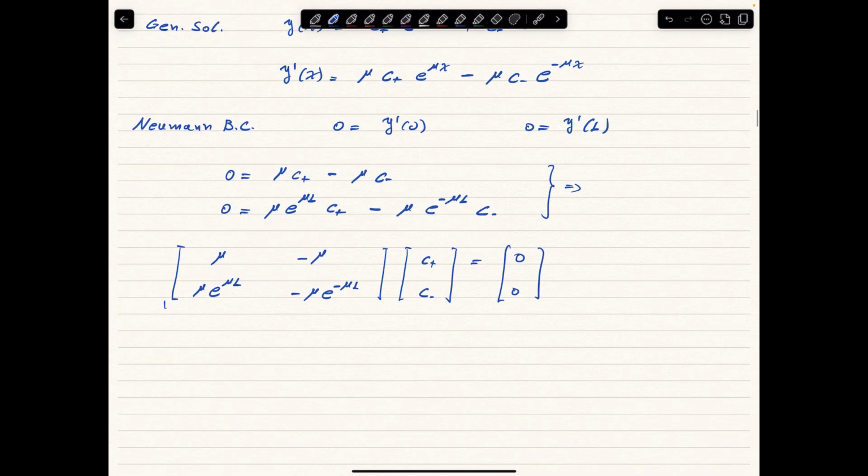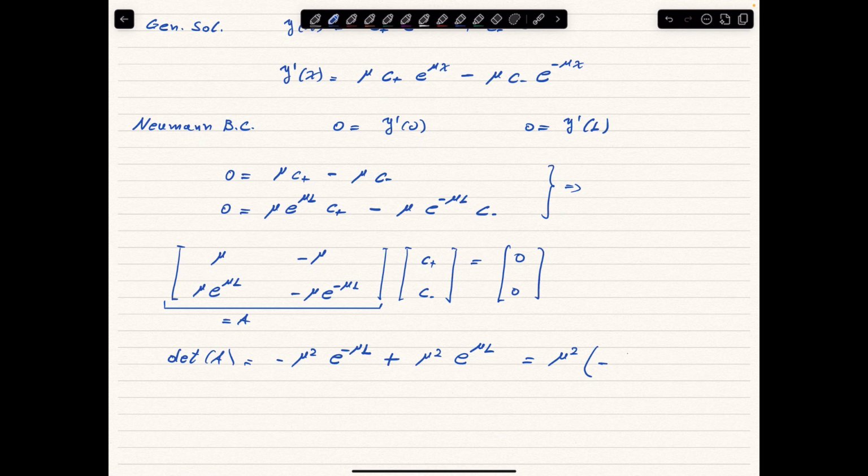So we are going to be able to solve it if this matrix is invertible. So let's call it matrix A. Let's compute the determinant. And the determinant is going to be negative mu squared exponential negative mu L, minus minus is plus, this is an L here, mu squared exponential mu L. So what I'm doing is these two terms minus these two.